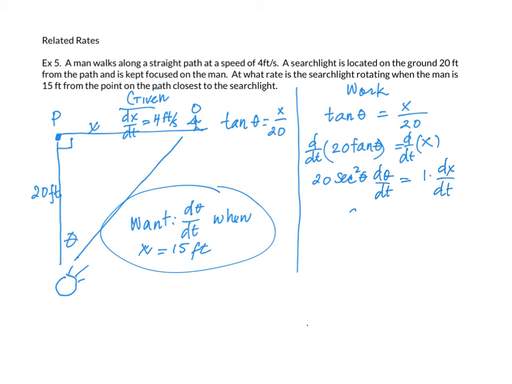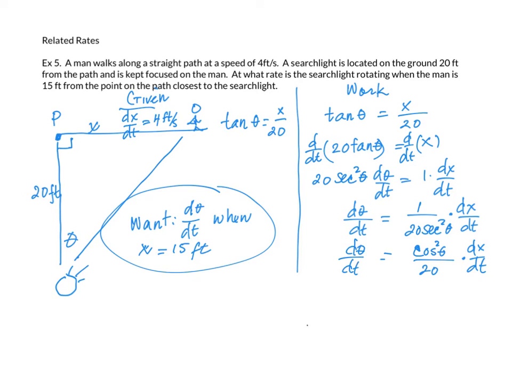Now we're going to divide both sides by 20 secant squared theta. So d theta dt equals 1 over 20 secant squared theta times dx dt. And we know 1 over secant squared is cosine squared. Bring that to the top, cosine squared theta over 20 times dx dt. And that is d theta dt, the rate of the searchlight rotating.